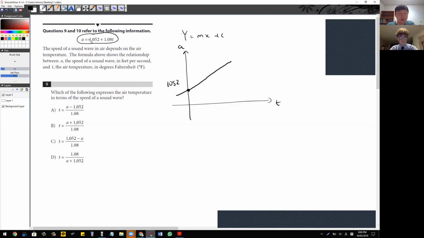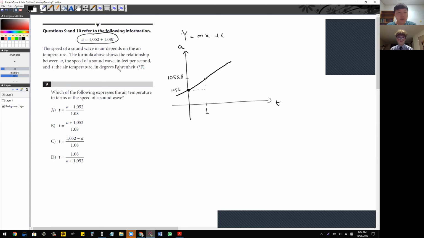So this one here is a straight line with a 1052, that point there, that's the y-intercept, and it's got a gradient of 1.08. For example, if temperature is 1, then this will rise by just about 1.08. So this value would be 1053.8. This value here is 1052. So it just rises by 1.08. That's the meaning of the gradient.